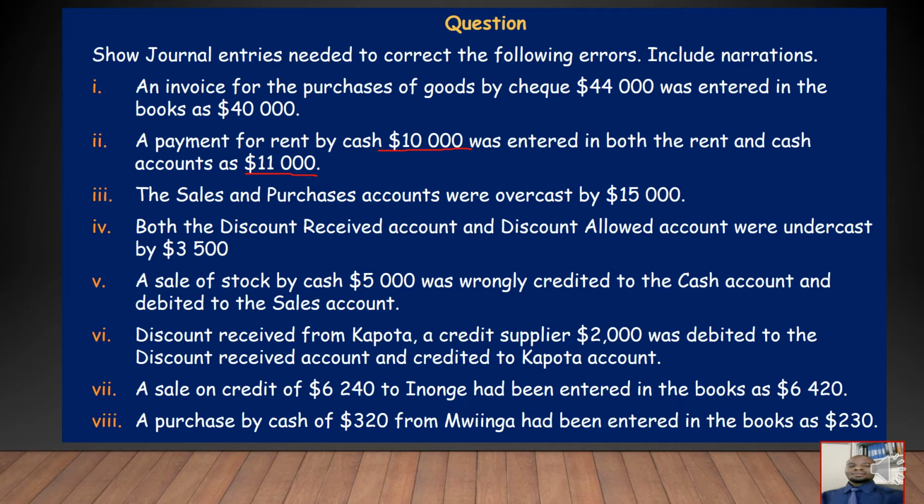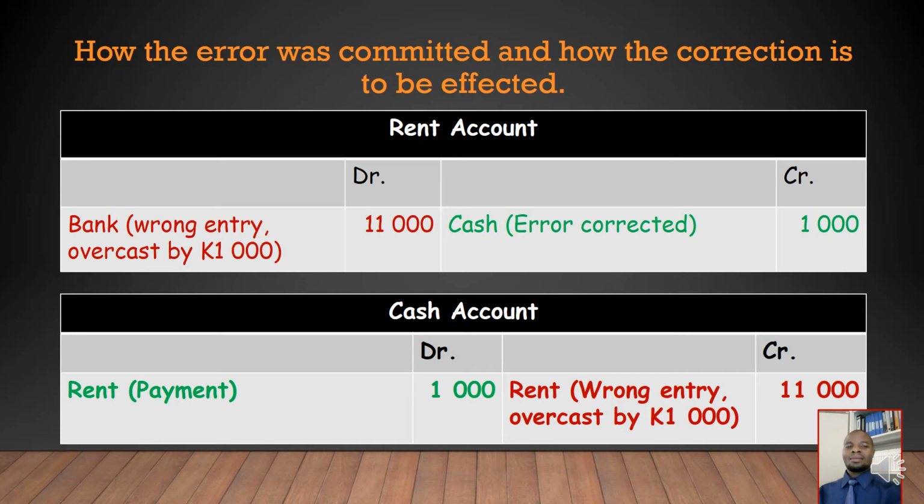Let's now take a look at how this error was made in the ledger accounts. So what are we expected to do here? Let's take a look at this. $11,000 was entered on the debit side of the rent account instead of $10,000. The same thing was done. $11,000 was entered on the credit side of the cash account instead of $10,000. So what should we do? We should subtract 1,000 from the 11,000.